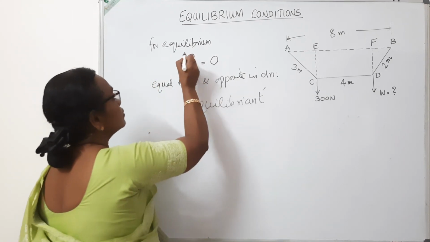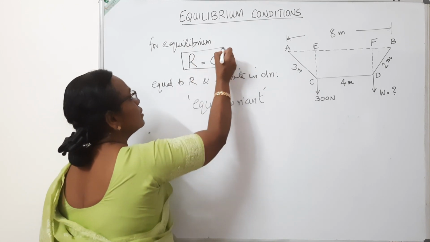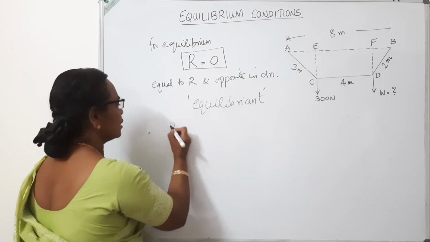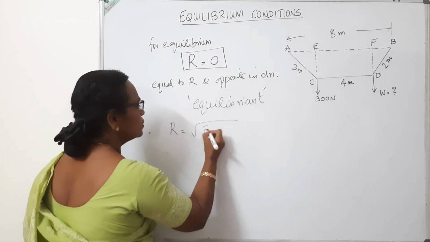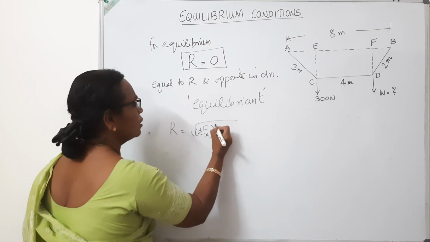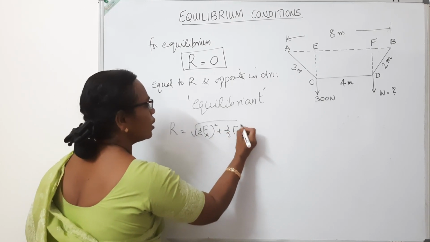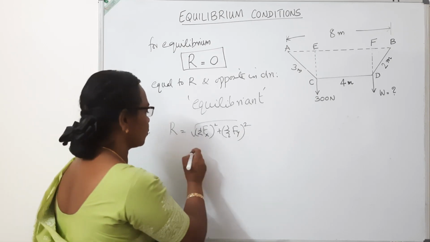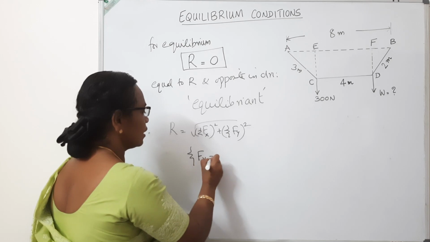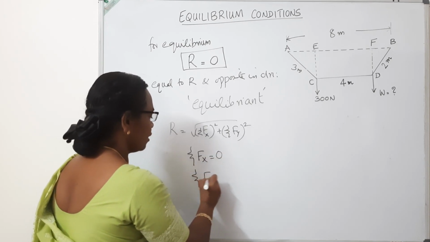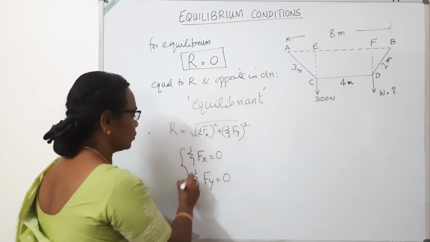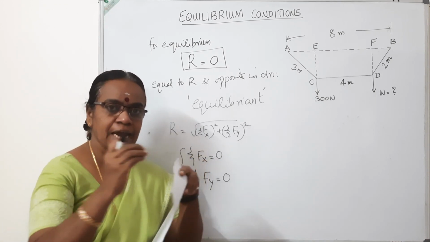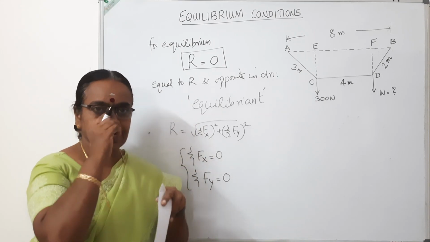Now we have discussed, for equilibrium the resultant must be 0. How do we find the resultant? We have found the resultant as R is equal to root of (sigma Fx)² plus (sigma Fy)². So in order that R is 0, sigma Fx must be equal to 0 and sigma Fy must be equal to 0. So these are the two equilibrium conditions for concurrent forces. If all the forces are acting at one point, we call them concurrent forces.